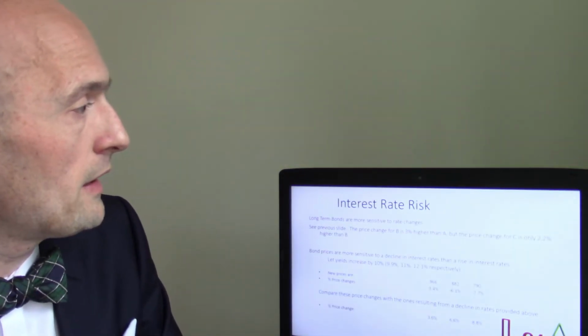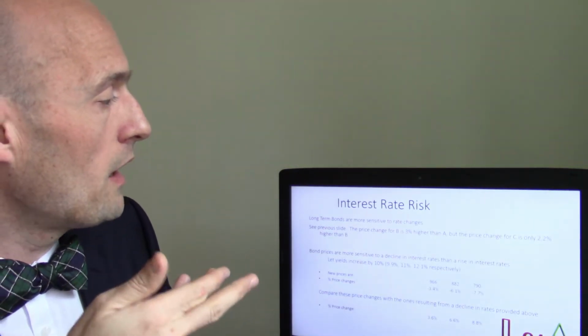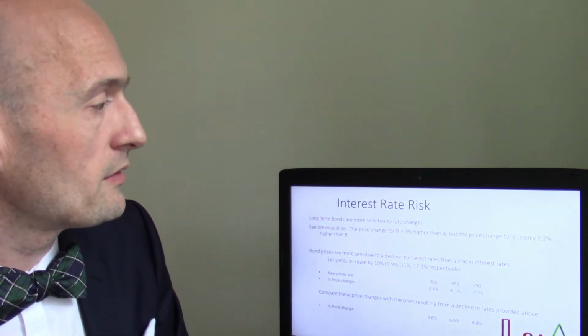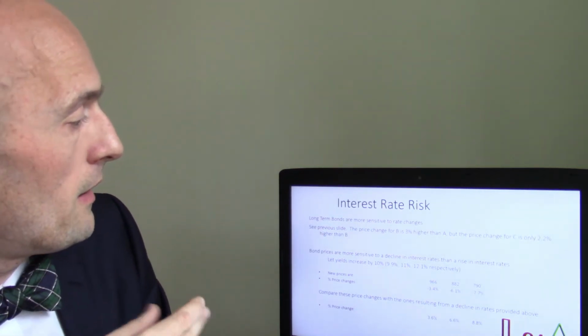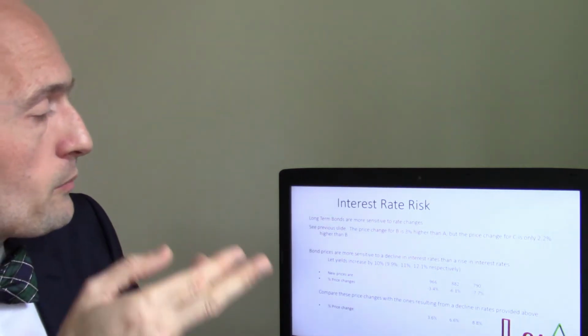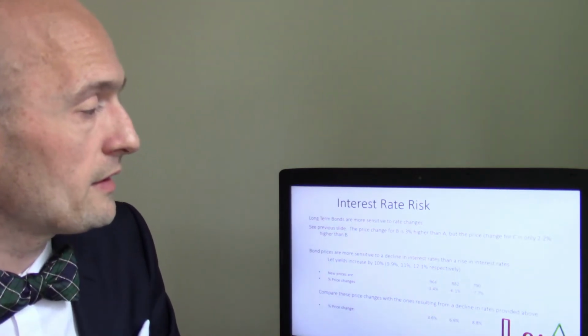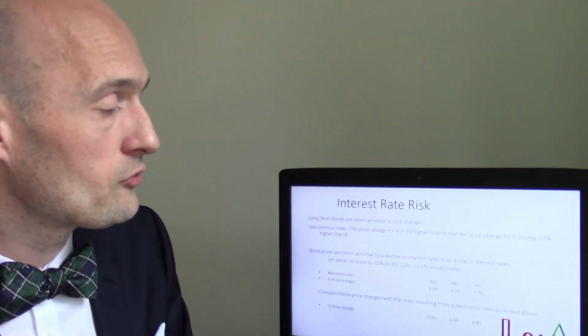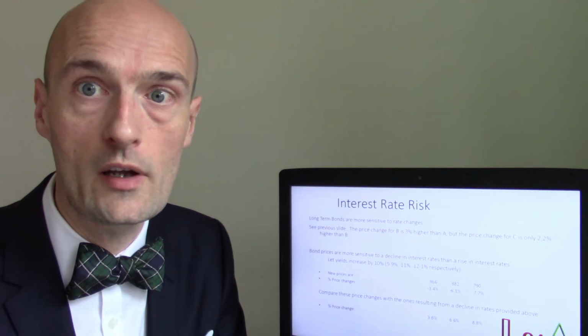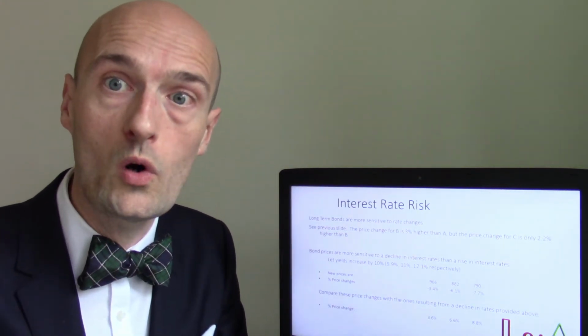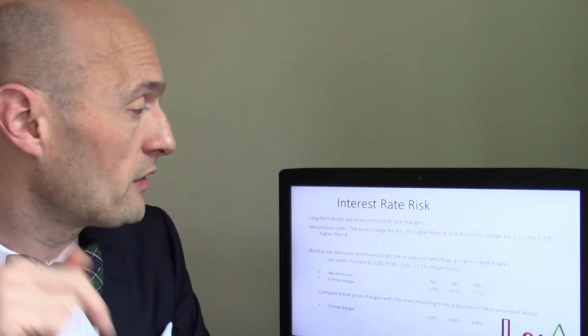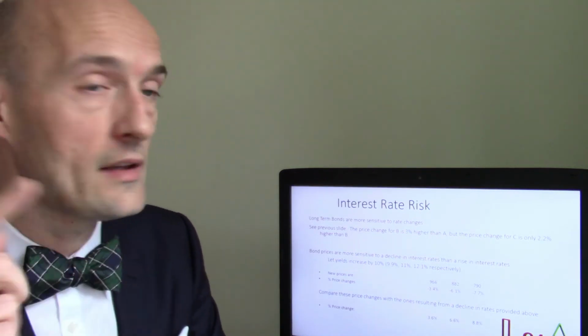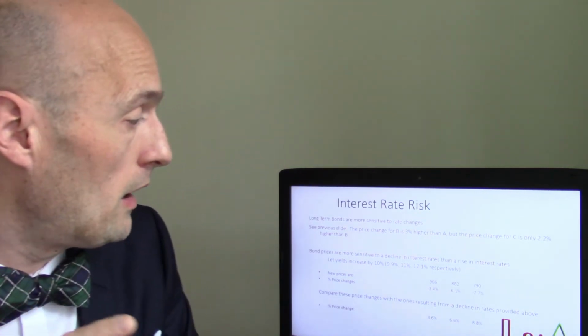So what have we got next? If long-term bonds are more sensitive to interest rates, then bond prices are also more sensitive to a decline in interest rates than to a rise in interest rates. So the price will move more when interest rates fall than when interest rates go up.